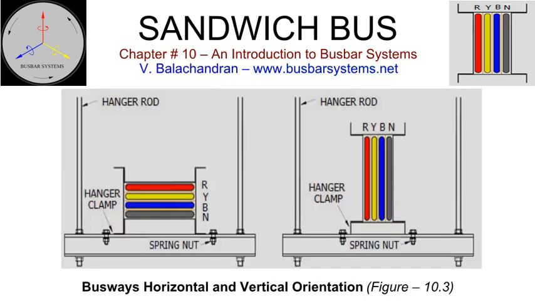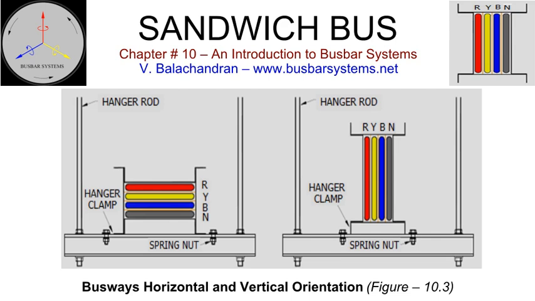Busways in horizontal and vertical orientation. Heat transfer from the conductor by conduction to the top and bottom cover sheet that are perpendicular to the plane of the conductors is minimal and inefficient. Further, the surface area of contact is small. Consequently, the rating of the busway will depend upon the orientation of conductors after installation.